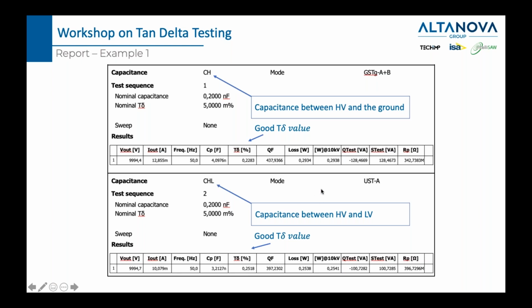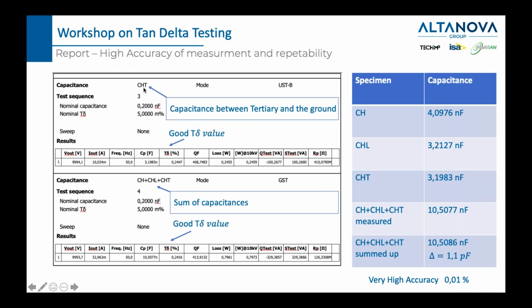The third value was CHT, the capacitance between the high voltage and the tertiary. We also got a good number, 0.2447, and the capacitance was 3.1983. As we said, sometimes some procedures require measuring the sum. Basically, you just change the mode of measurement. We'll talk about that later. And then we measure CH plus CHL plus CHT.